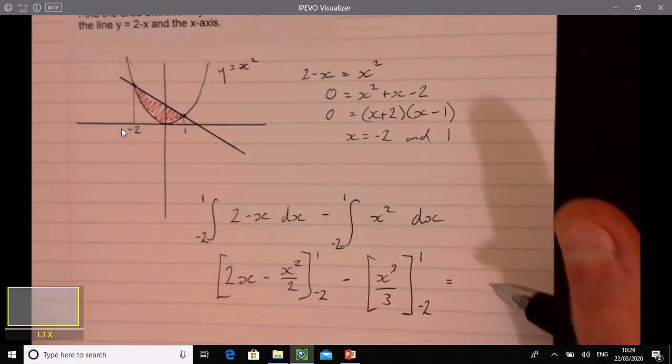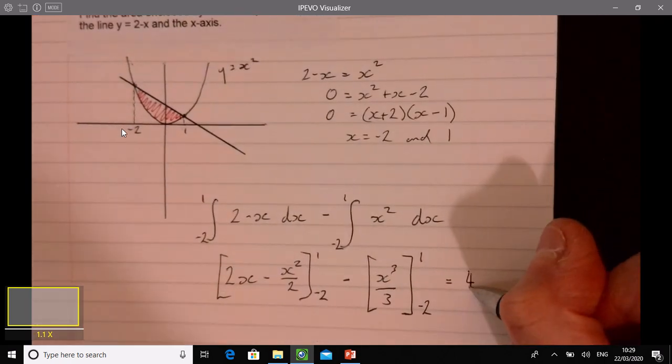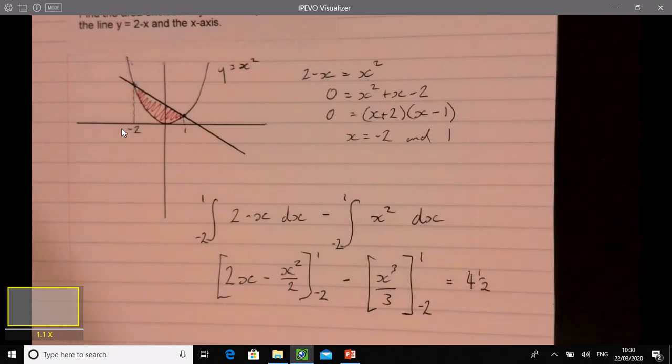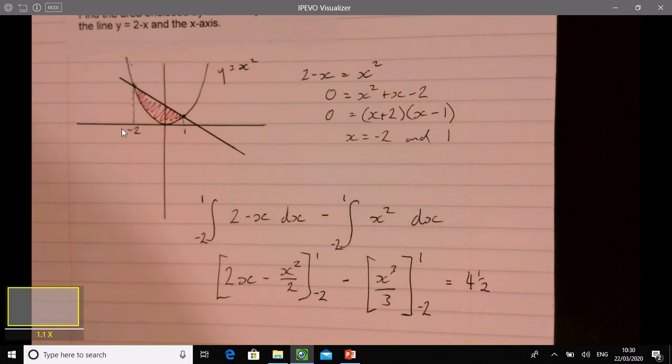Oh, sorry, just off the screen. You'll find out that your answer turns out to be 4 and a half. Okay, so there we go. All right then, so I suggest that you just have a look at that example there and have a little think about what's going on, and then look at the second example before you actually try some questions.